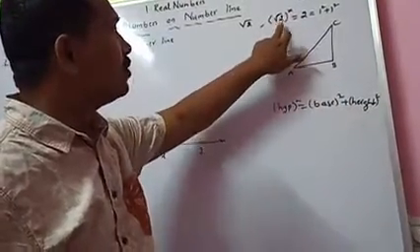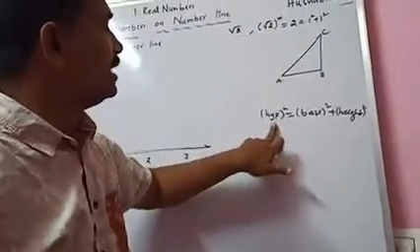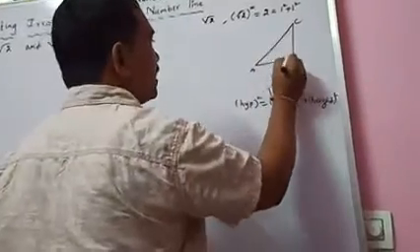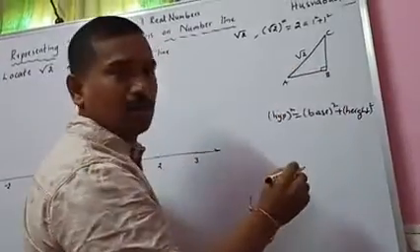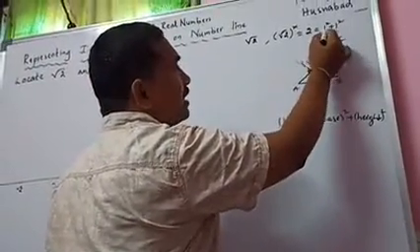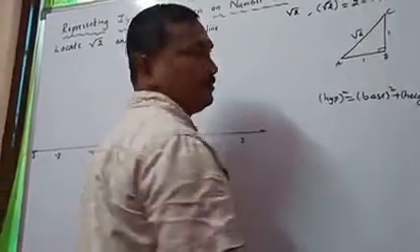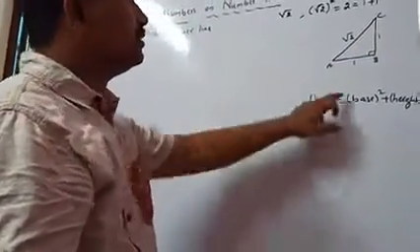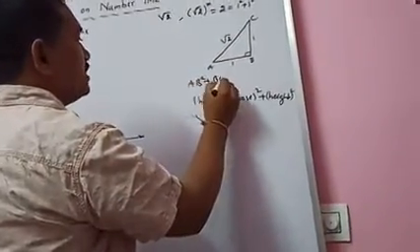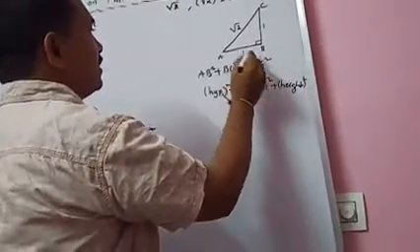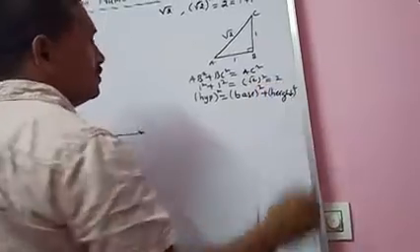Here, root 2 square is equal to 1 square plus 1 square. This root 2 is the hypotenuse. The side opposite the right angle is the hypotenuse. This is root 2. Now take this 1 as the base square and this 1 as the height square. So this property is satisfied: AB square plus BC square equals AC square. You can check: 1 square plus 1 square equals root 2 square, that is 2.